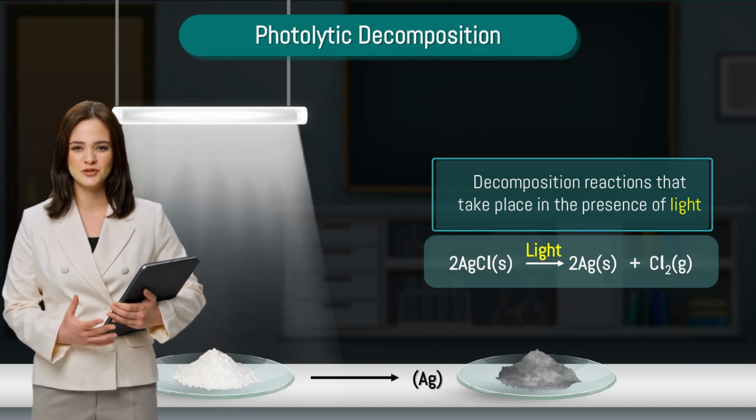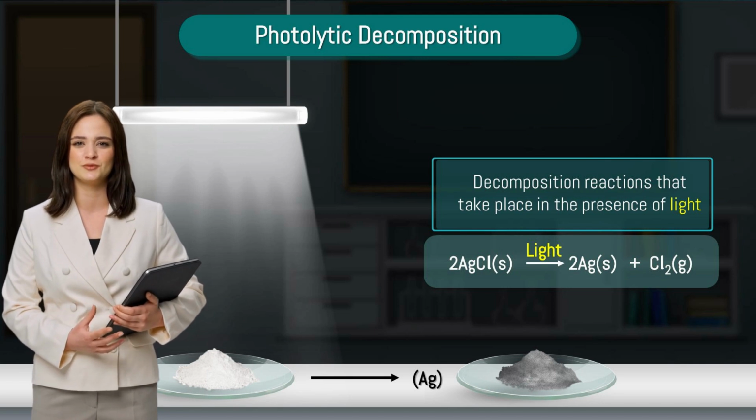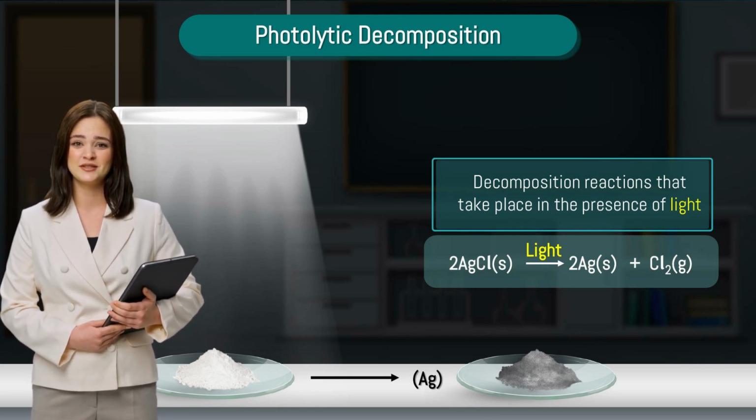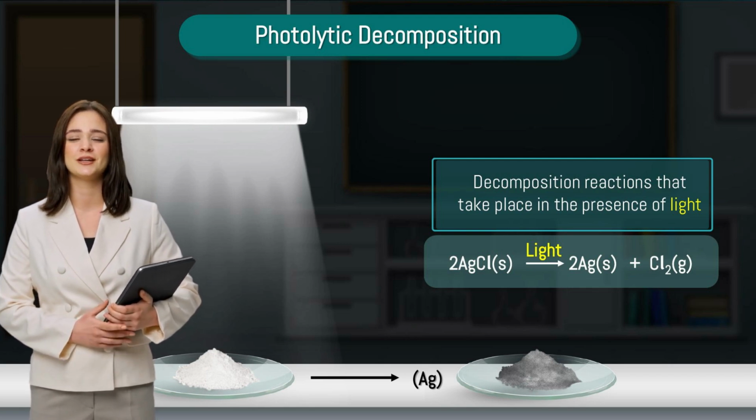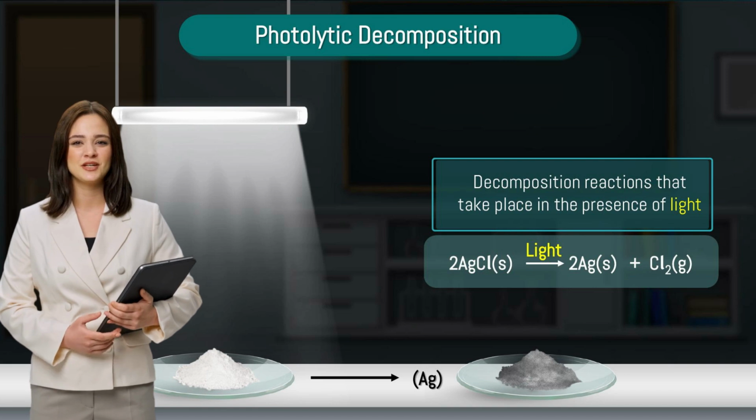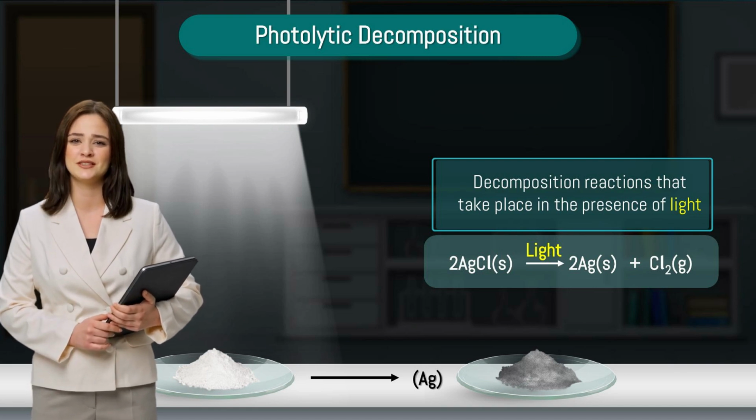This is why silver chloride is always stored in dark or colored bottles to protect it from light. So, in the case of medicines too, sunlight can trigger photolytic decomposition, which is why they are stored in tightly packed, dark-colored containers to ensure safety and effectiveness. Next type of decomposition reaction is coming on next slide.